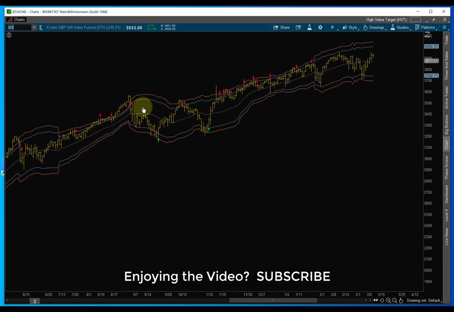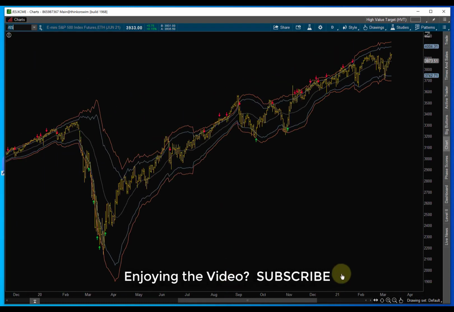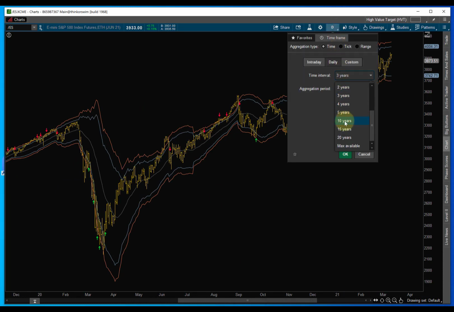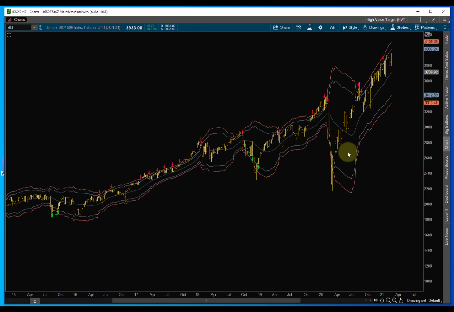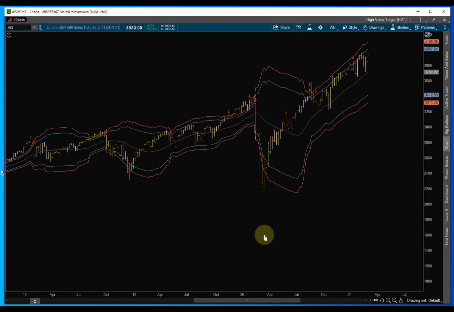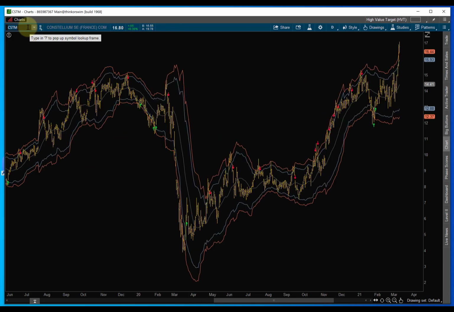So this high value target tool, we are using all the time. I love using this on longer term time frames as well. 10 years, weekly, S&P, just get a good feel for what's really going on. Get in the rhythm of the market.